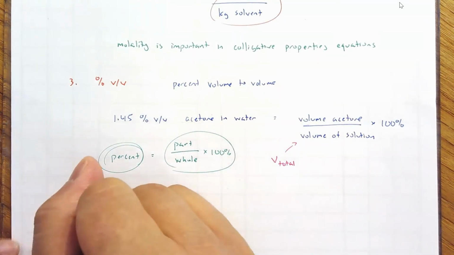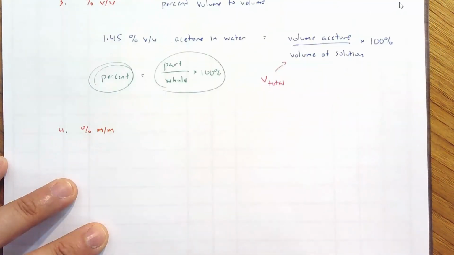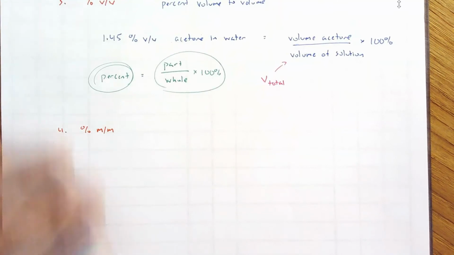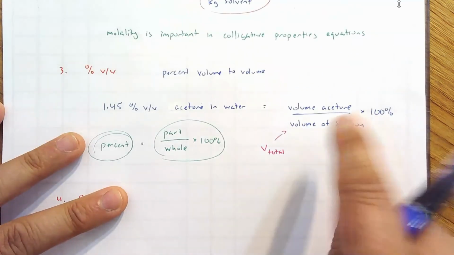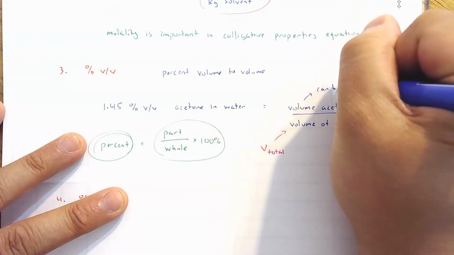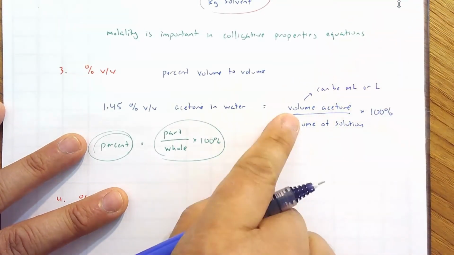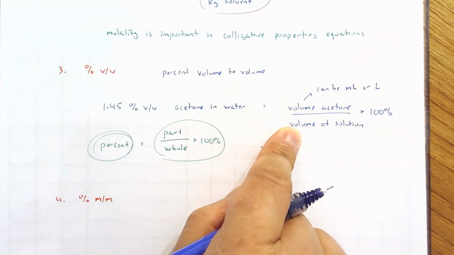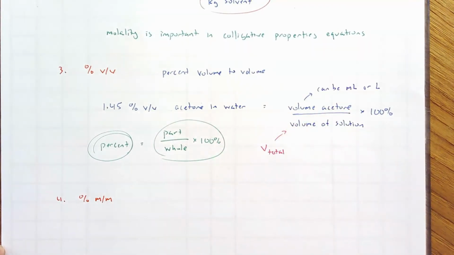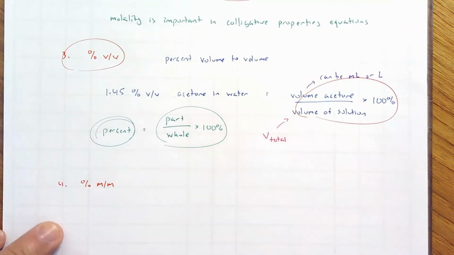Because what if it was percent mass to mass? That's different. We're gonna use maybe grams. So for this volume, maybe it can be milliliters or liters. Just make sure they are consistent with each other. You measure in the same units. Percent mass to mass. Just circle those two. Percent mass to mass.